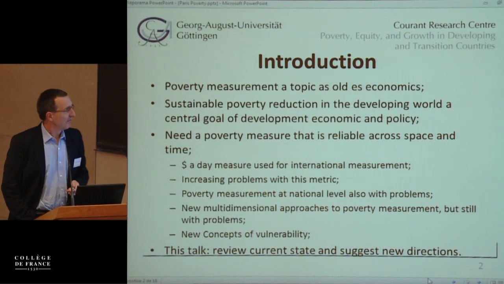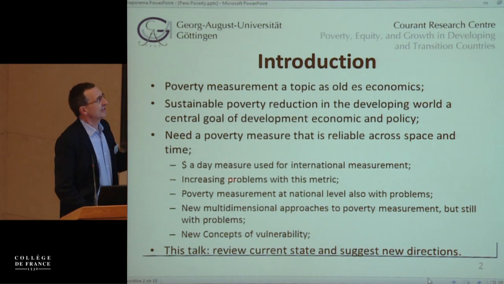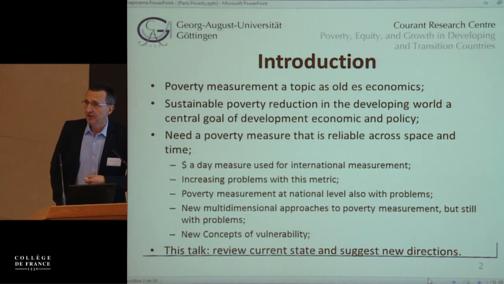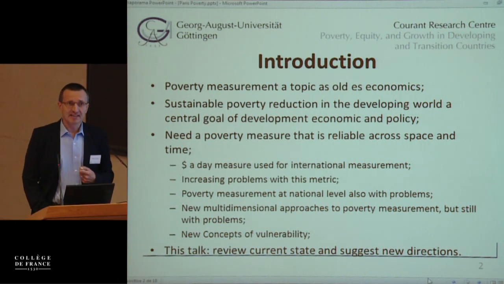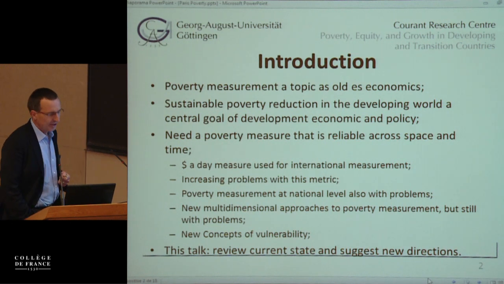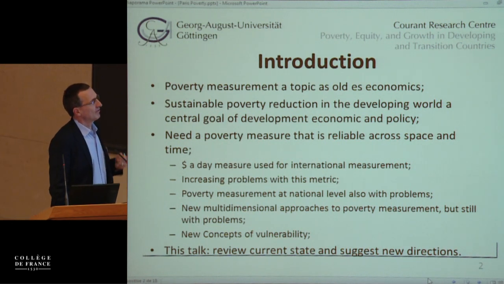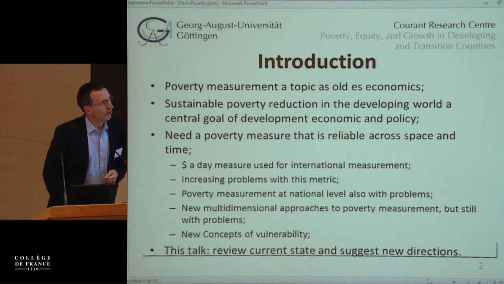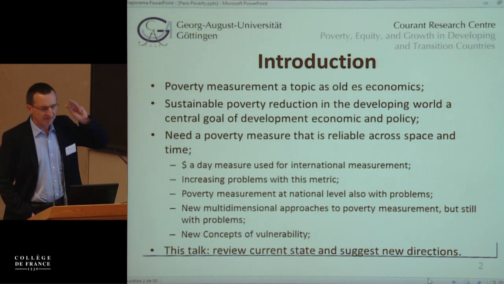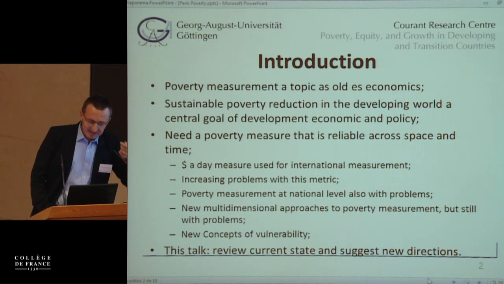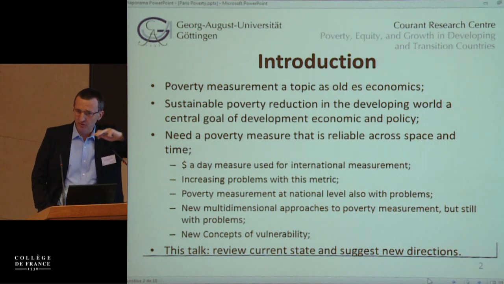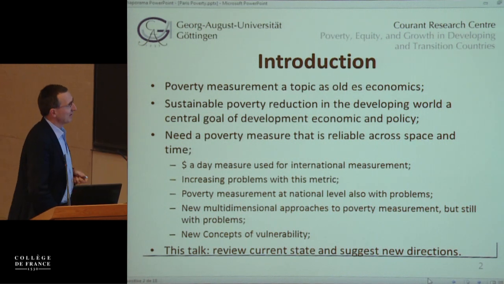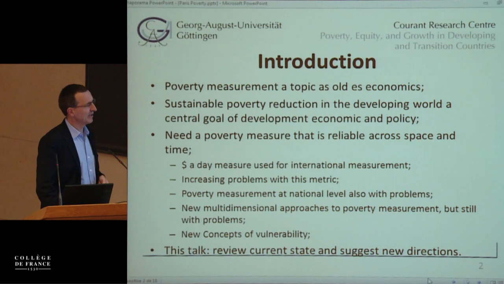What I will argue, however, is that there are increasing problems with this metric, and that we're at the moment facing particular problems with it. The dollar day is being used mainly to think about global poverty and poverty across regions. Poverty measurement at the national level also is still faced with many problems.